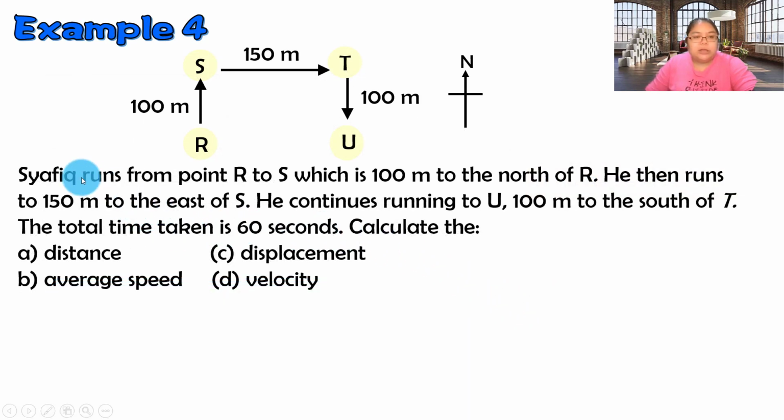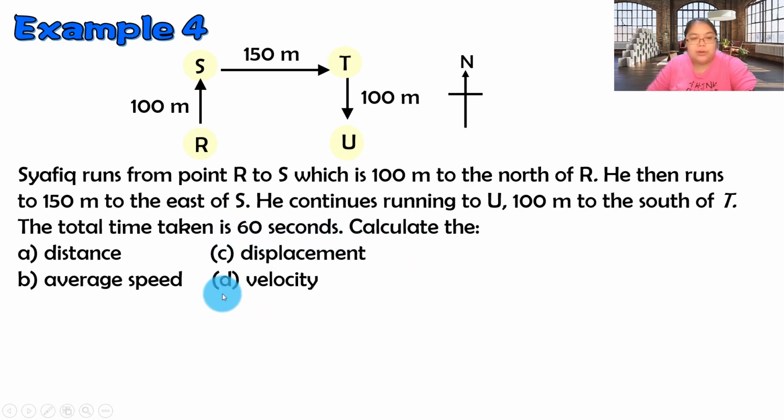Okay, number 4. Shafiq runs from point R to S, 100 meter up, going to the north. After that he turned 150 meter to the east. So from S you go to the east, that means you go to T. Now he continues running to U. U is south again, 100 meter. Now the total time taken is 60 seconds.